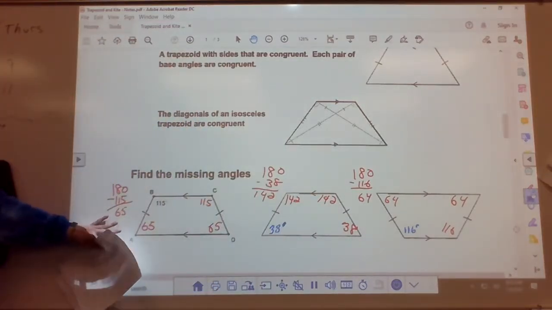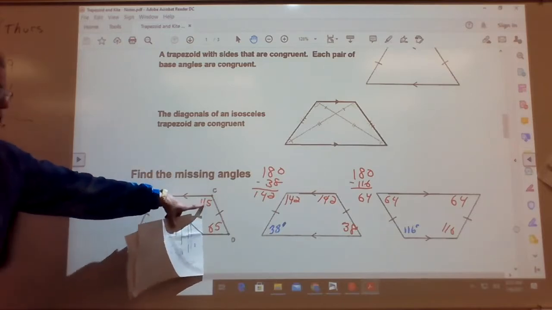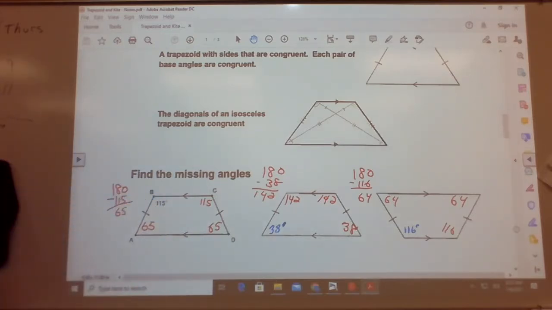So on your homework, you've got some problems that look like this also. They're isosceles trapezoids. I will give you one number. You're going to find the other three. You're going to write those in.